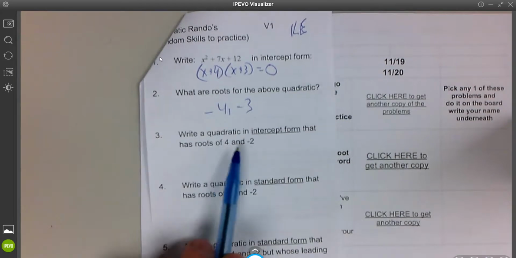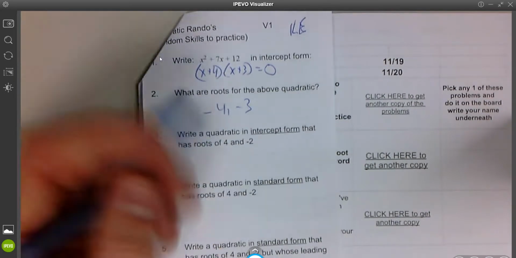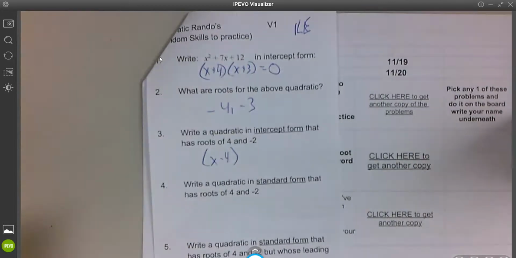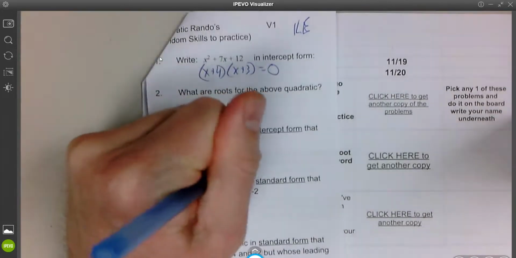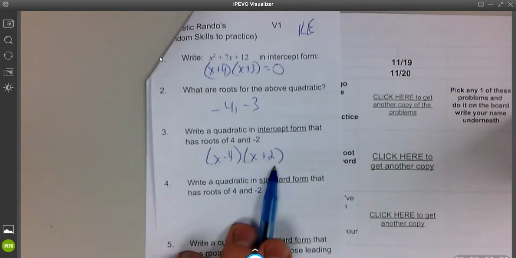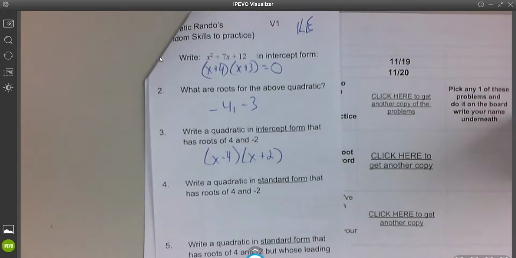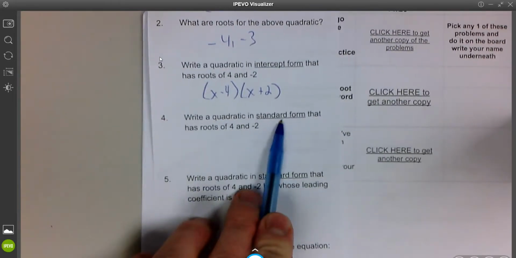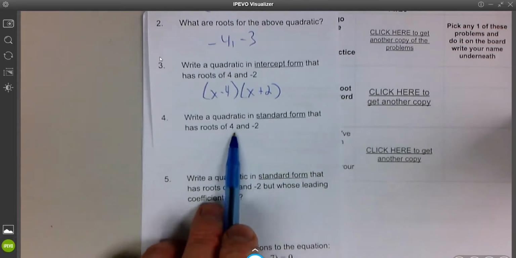I'm going back from the root back to the factors. So if 4 is a root, x minus 4 is a factor. If negative 2 is a root, x plus 2 is a factor. And there it is. There's a quadratic in intercept form that has those roots. Awesome. Finally then, write a quadratic in standard form that has roots 4 and negative 2.